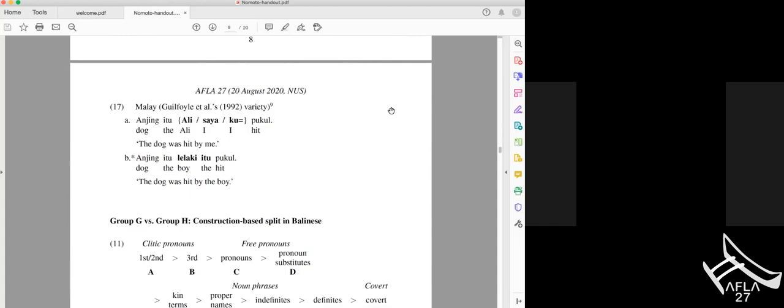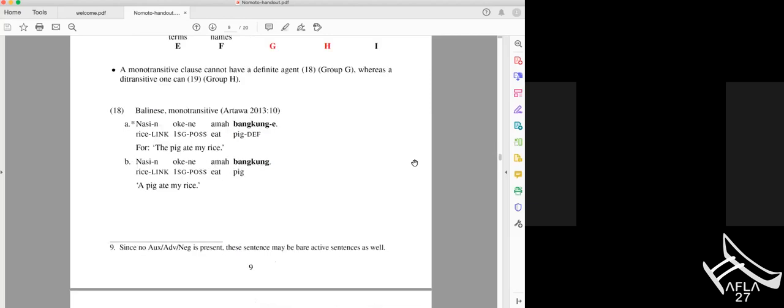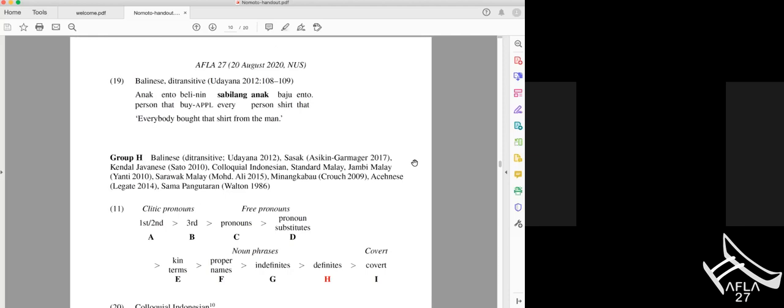Group G versus Group H. Here we see a construction-based split. In Balinese, a monotransitive clause cannot have a definite agent, as in 18A. But if you look at ditransitive clauses, in 19 you have a phrase quantified by every. This is a strong NP, a quantified noun phrase, so it's a definite noun phrase.